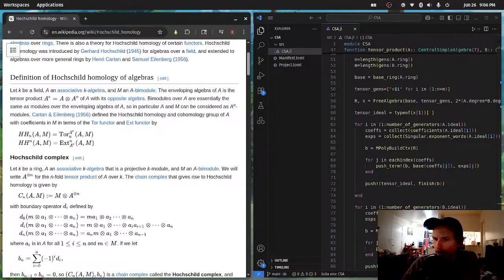Hochschild homology and cohomology are defined to be Tor and Ext functors. So you write it as Tor of A, M. That's like if you're taking A tensor M under this enveloping algebra, and then taking higher Tors of this.